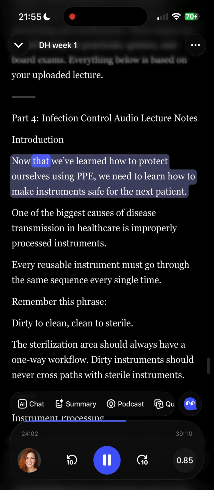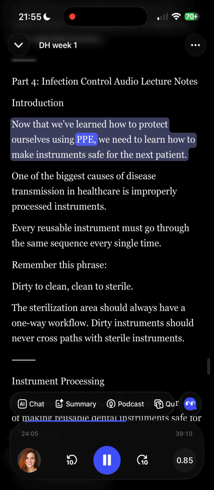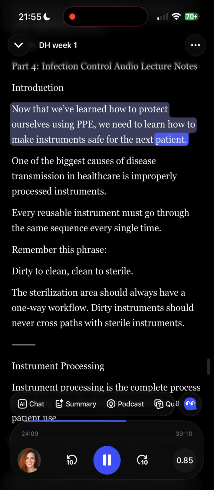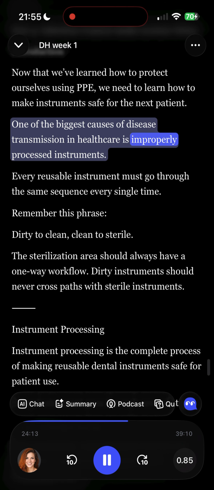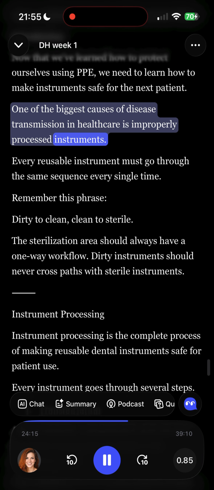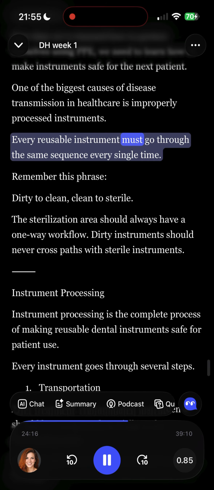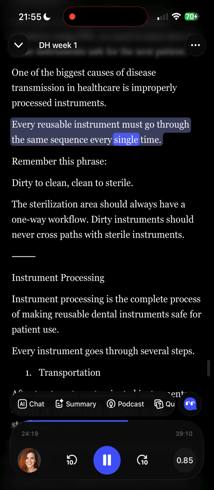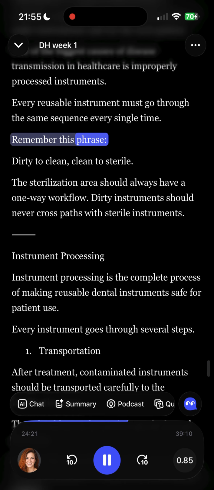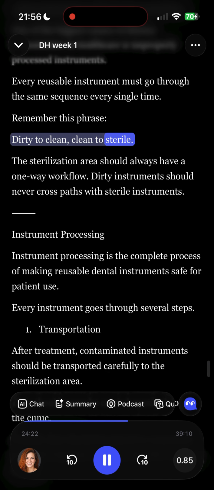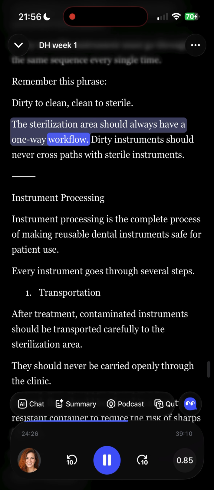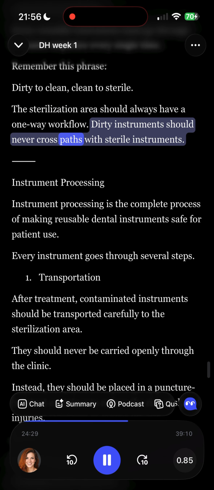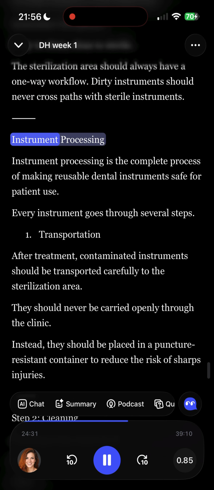Introduction. Now that we've learned how to protect ourselves using PPE, we need to learn how to make instruments safe for the next patient. One of the biggest causes of disease transmission in healthcare is improperly processed instruments. Every reusable instrument must go through the same sequence every single time. Remember this phrase: dirty to clean, clean to sterile. The sterilization area should always have a one-way workflow. Dirty instruments should never cross paths with sterile instruments.